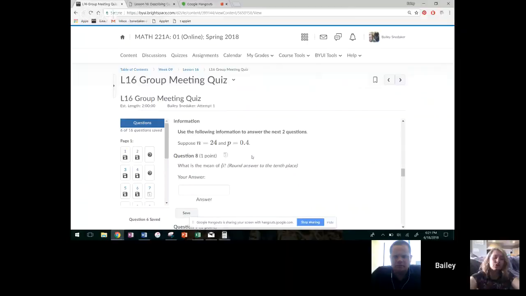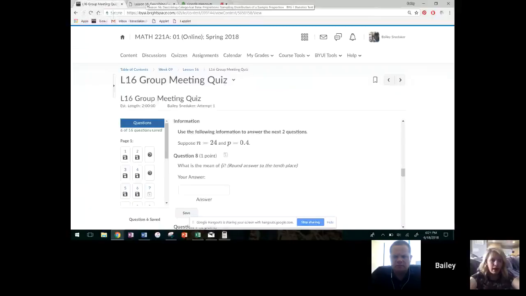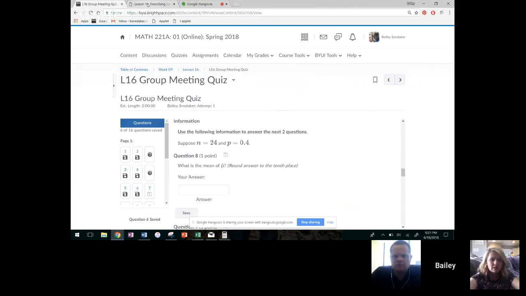It said that we conclude that P hat is normally distributed if NP is greater than 10 and N times 1 minus P is greater than 10. Can we just plug in 1/4 and figure out what the biggest number is times that to be correct? Yeah, like plug in 1/4 and solve for N.